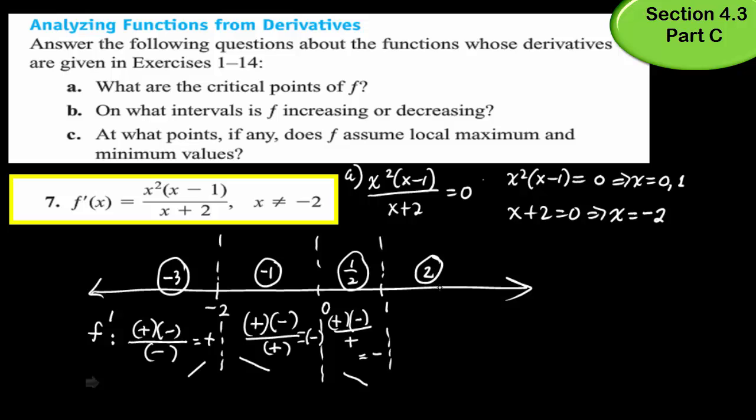What about to the right of 1? Let's plug in 2. 2 squared would be positive. 2 minus 1 is positive. 2 plus 2 is 4, that's positive. So the whole thing would be positive, so it's increasing, which means that you have a local minimum occurring at x equal to 1.